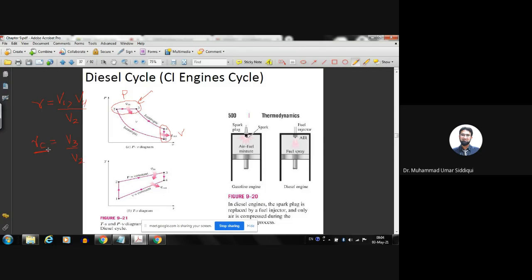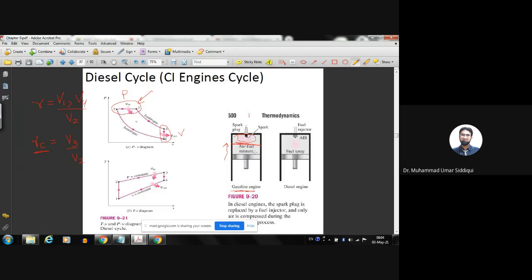Now, let me tell you the idea of the cutoff ratio. In the case of the Otto cycle, what happened was that when the piston moves after compression, the piston actually stops at the position, and then we had the spark plug which does the combustion, and this combustion takes place at constant volume. This was what happened in the case of the gasoline cycle or petrol cycle or Otto cycle. Okay, so this is what happened there.